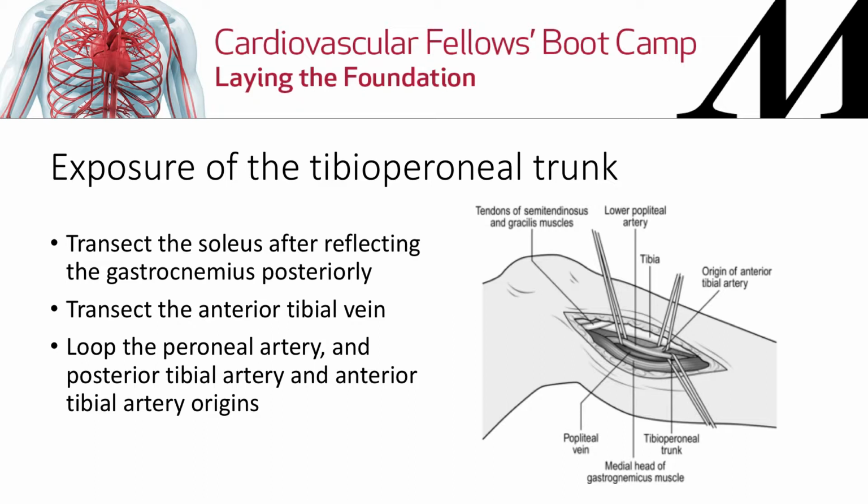The reason why I highlighted this one in particular is because when you see the tibioperoneal trunk, you're going to identify the anterior tibial artery and the tibioperoneal trunk and the below the knee popliteal artery. There's a vein that crosses over the anterior tibial artery before you're able to encircle it with a vessel loop, and that's going to be your anterior tibial vein.